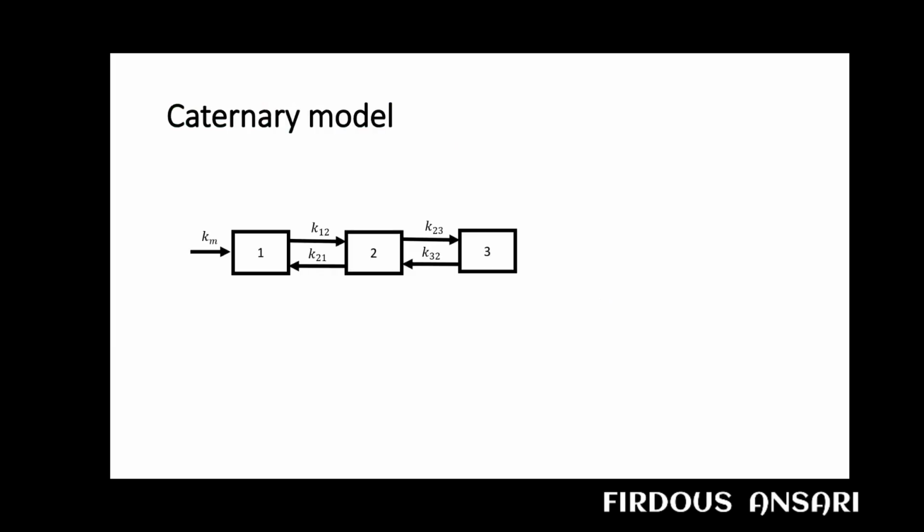Next is the quaternary model. Here different compartments are joined together like a train. Like this is the first compartment, so first of all we need to calculate the absorption rate constant. Next, from the central compartment it is moving to the peripheral compartment, and the rate constant over here is K12.